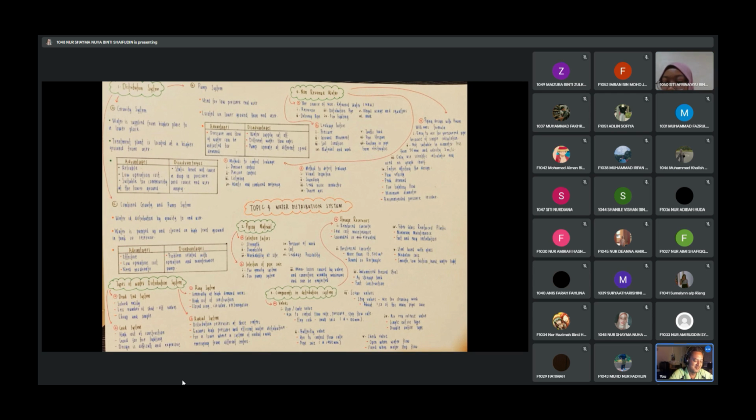Non-revenue water iaitu NRW. Lepas tu kita ada leaking factor. Lepas tu ada method to control leak. Lepas tu ada method to detect leaking dan yang terakhir ada piping design with Hazen-Williams formula. Okay. Lepas tu next.